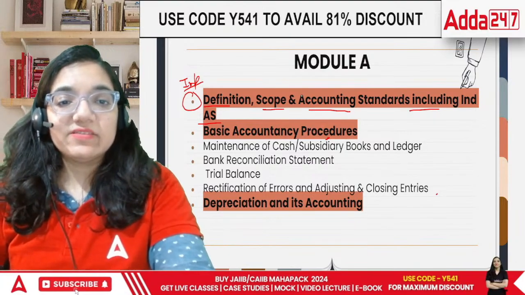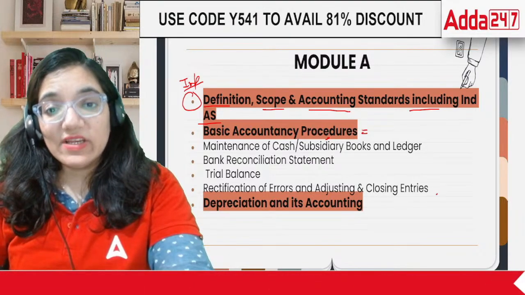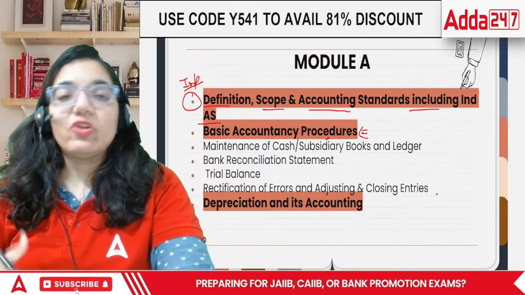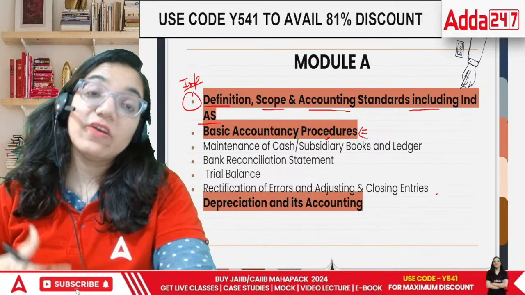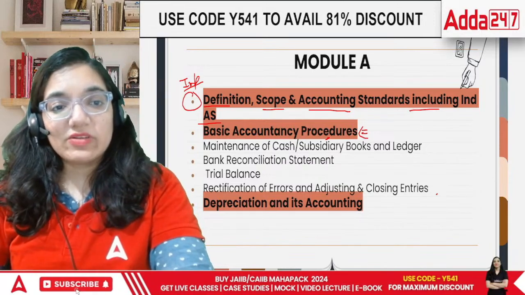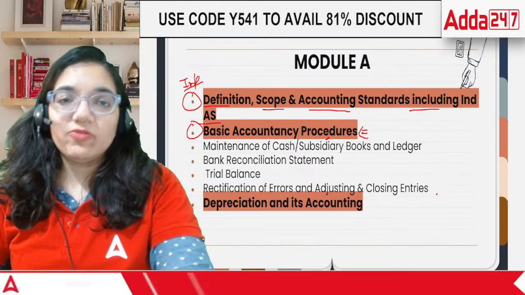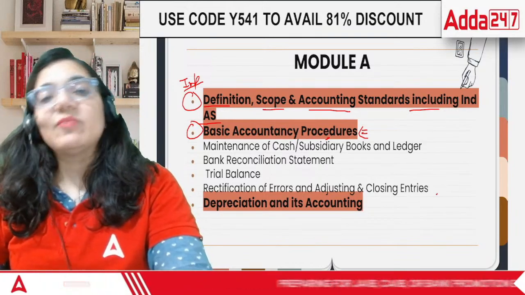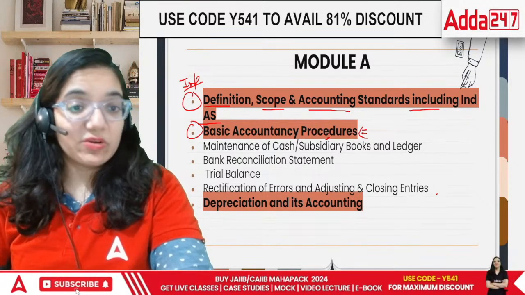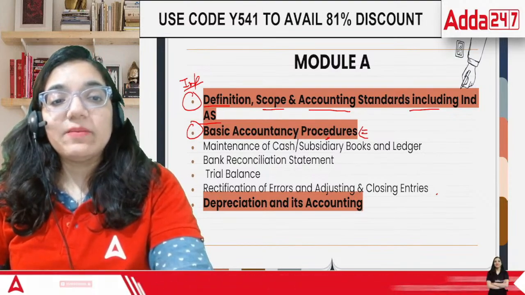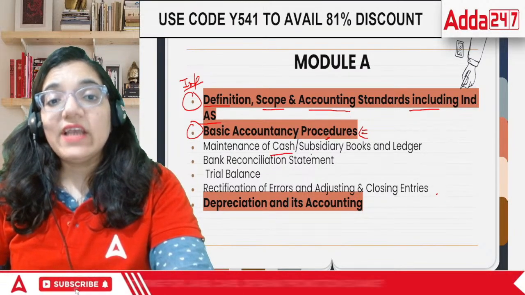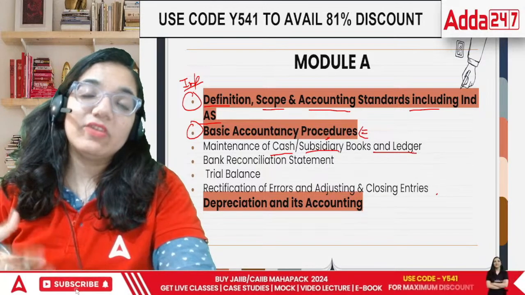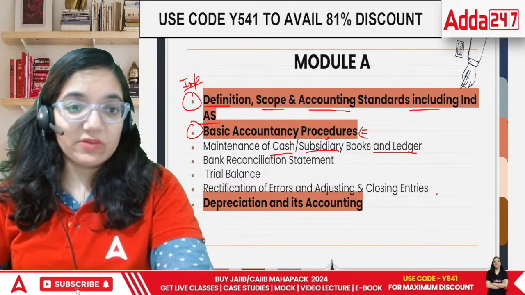Now, the next is basic accountancy procedure. This particular chapter is never missed. It is one of the most voluminous chapters, voluminous in terms of questions. No doubt, you will be getting half-mark and 1-mark questions from this chapter more, but the number of questions that you will be getting is more. Then the next point is maintenance of cash and subsidiary books and ledger.